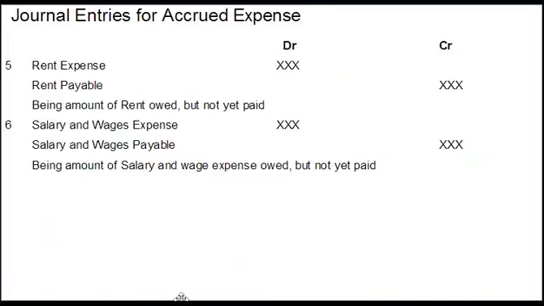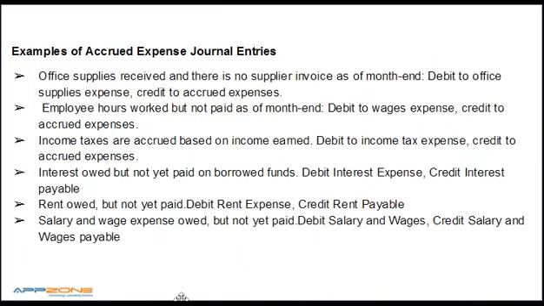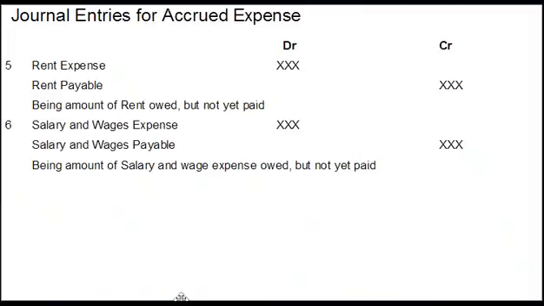So number 6. Let's check. It said salaries and wages expense owed but not yet paid. Meaning that you are owing salary and wages you have not yet paid. So how are we going to record in our journal? Salary and wages expense is debited, salary and wages payable is credited. So when we are ready to pay the money, all we need to do is debit salary and wages payable to nail it off to 0, and we credit the staff's account. So those are the entries that are involved in accrued expenses.